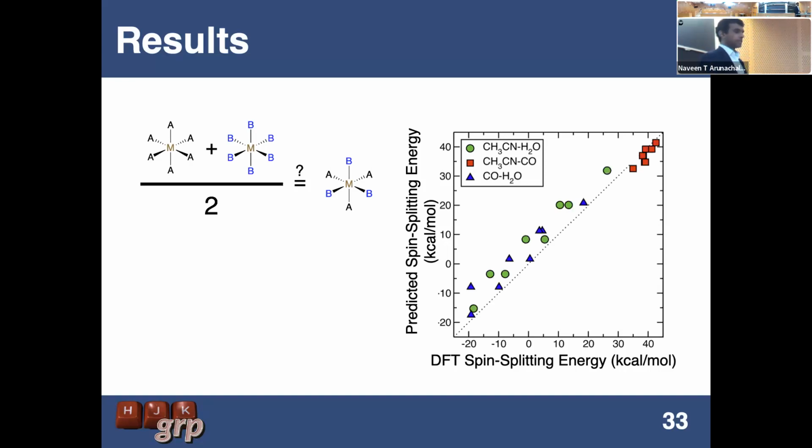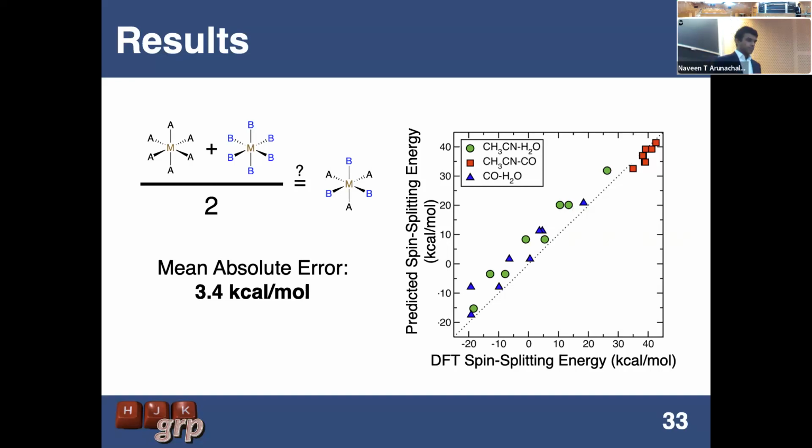And it turns out that this averaging rule actually performs quite well. If we look at the mean absolute error of this formula, it ends up being 3.4 kilocalories per mole, which is within chemical accuracy. Now, you might notice that there's a lot of points that are horizontal to each other on this chart, and this corresponds to the isomers where we predict the same value, but they actually have different values.